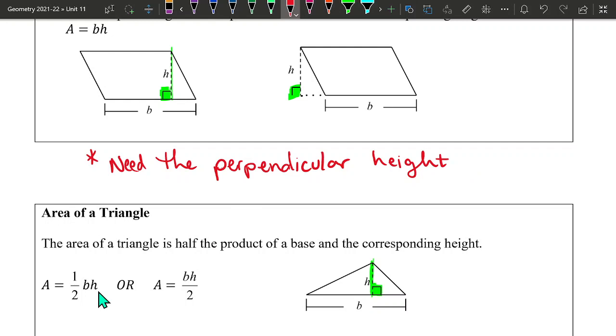And so the area of a triangle is 1/2 base times height, so it's half of the area of a parallelogram. Or area equals base times height divided by 2. It's the same thing, whether you write it as 1/2 or divided by 2.